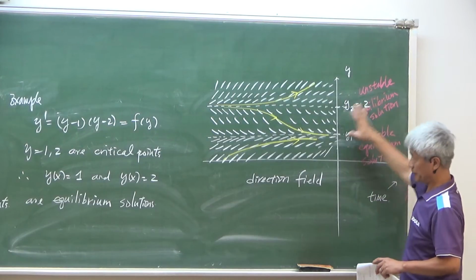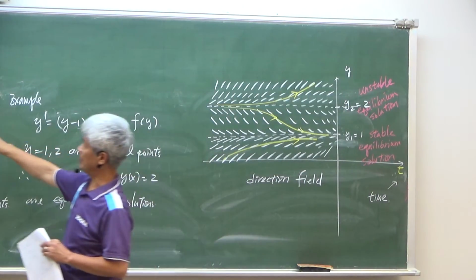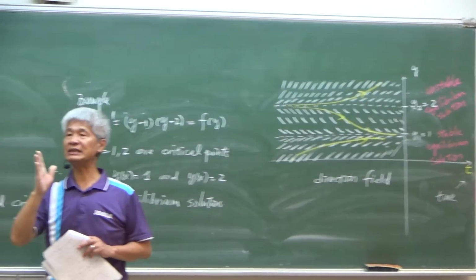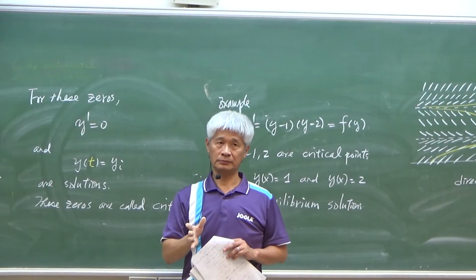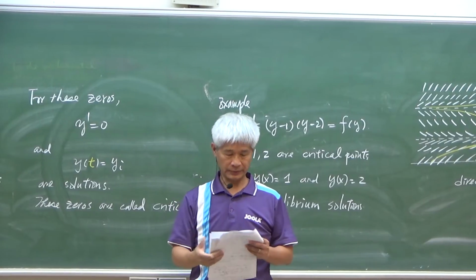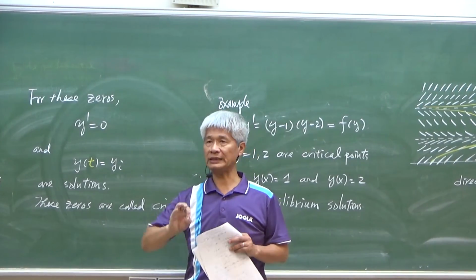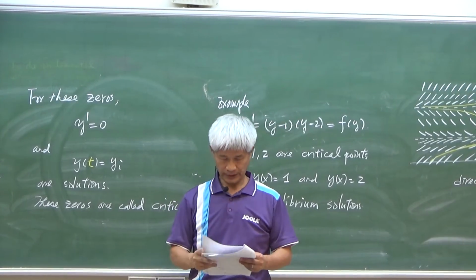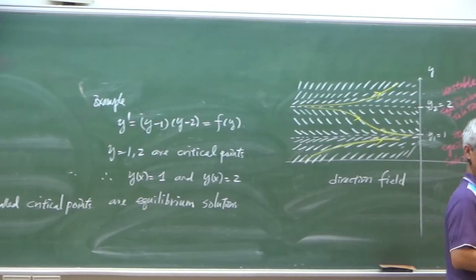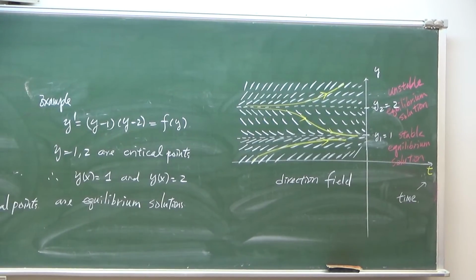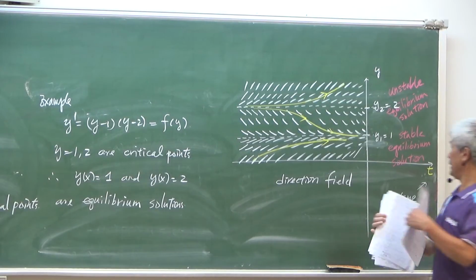So this interpretation is valid only if the independent variable is time, when we're talking about dynamical systems. Other questions?